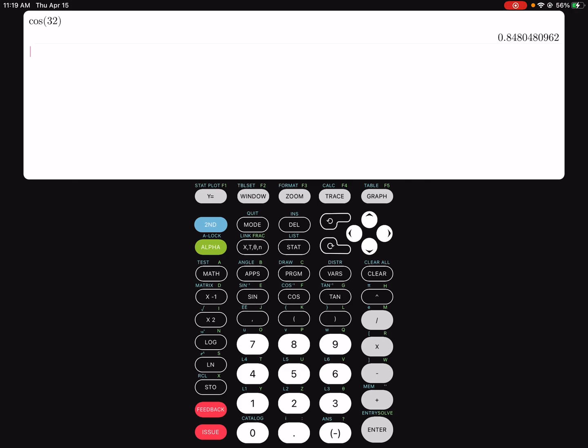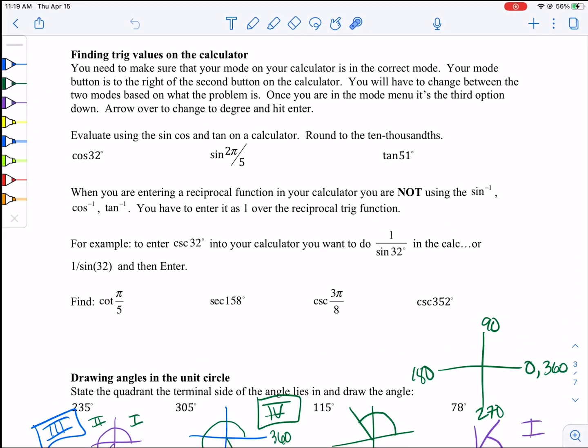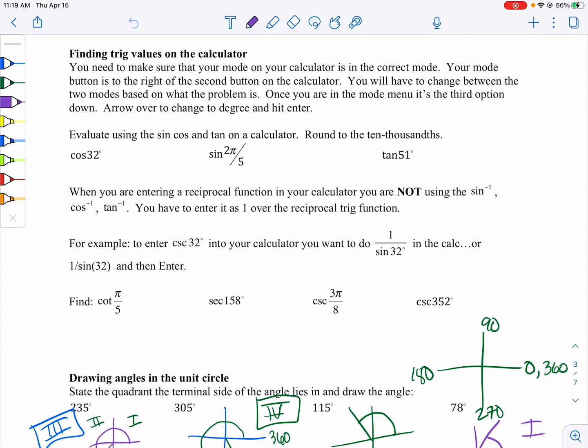So 0.848, and after the 8 is a 4, so we keep it the same. So 0.848. We're rounding to the nearest 10 thousandths. Remember, tenths, hundredths, thousandths, 10 thousandths.